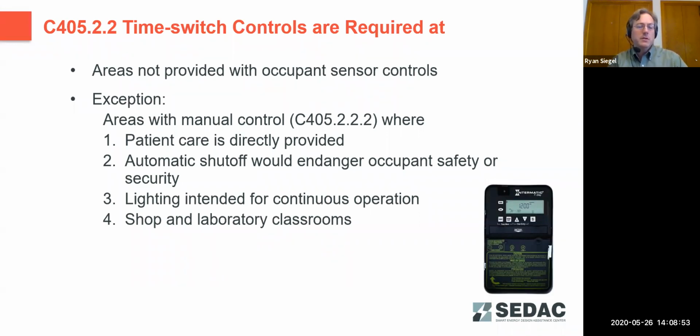So I do call out a few exceptions for these. Number one being where patient care is directly provided. This is not just any healthcare facility, this is specifically where the patient care is being provided. Typically these would be hospital bedrooms and things like that. So, occupant safety and security, and similarly, item 4 on here, shop and laboratory classrooms. We don't want to shut lights off where it could endanger people.